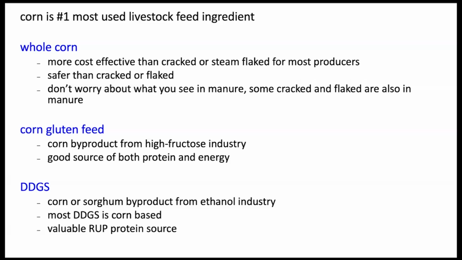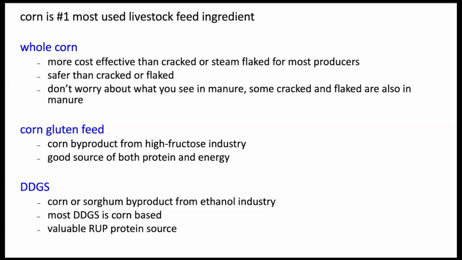Another corn byproduct would be what we would call distiller's grains, and you'll see that abbreviated DDG for dry distiller's grains or DDGS for dry distiller's grains plus solubles. That's the byproduct of the ethanol industry when we're making ethanol to use in vehicles to replace some of the gasoline. Most of that's going to be straight corn, but sometimes we do see some sorghum distiller's grains there. Not a huge worry whether it's corn or sorghum, but most of the time it is going to be corn.